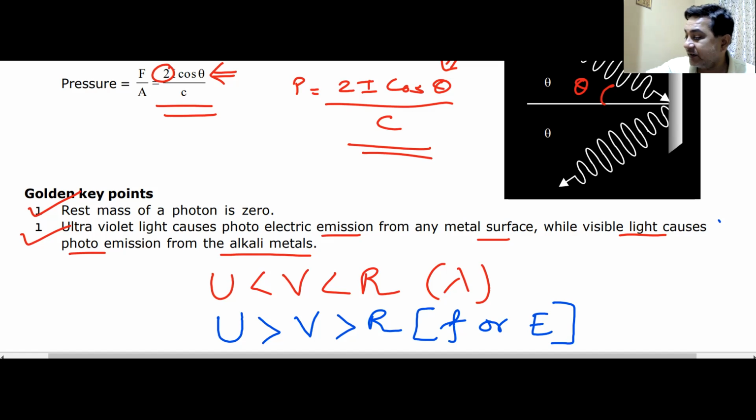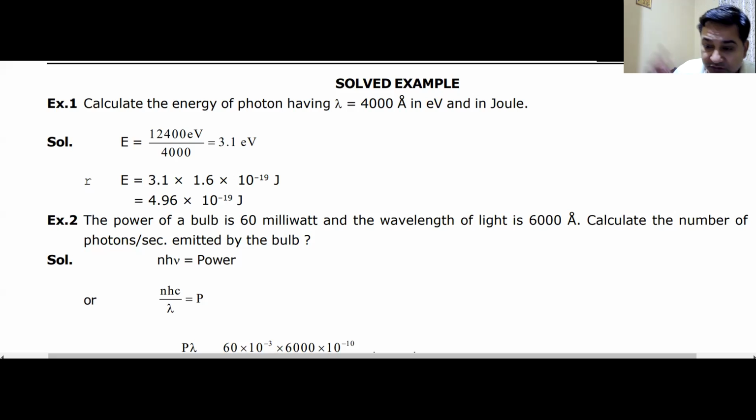I'll wind up this class here at this point in time. The next class, we shall move ahead. I hope that you have enjoyed this class. There are a number of questions given here, example number 1 and example number 2. I'm sure that you can do this. Calculate the energy of a photon of this wavelength. You can easily calculate this. Then you have to find out number of photons emitted per second.